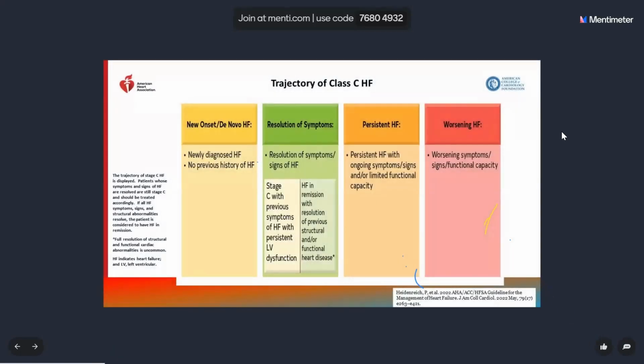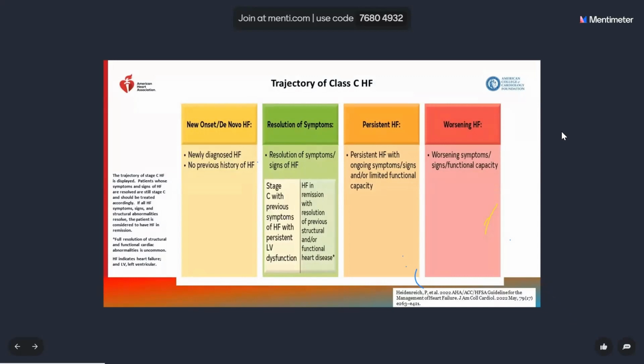The other thing that I just want to bring to your attention is that there's a variety of ways that we can classify patients within stage C heart failure. And the terminology that's been recommended for us to use is either new onset, de novo. So those are patients that didn't have a prior diagnosis and are getting diagnosed either in the clinic for the first time when you see them, or more commonly maybe in the emergency room.